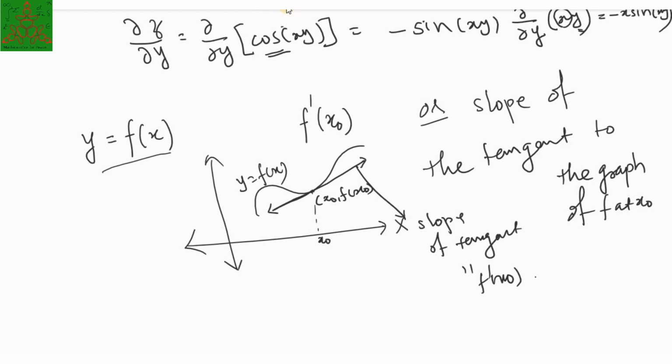Now the same analogy will be useful to describe the geometrical interpretation of partial derivatives. Suppose you are given a surface, that is z is equal to f of (x, y).